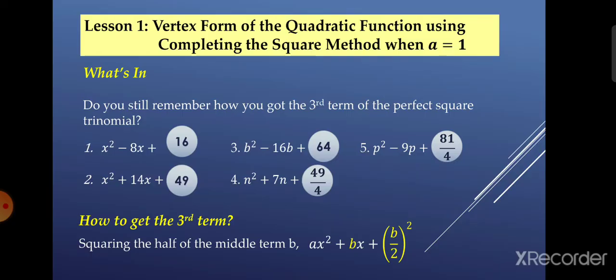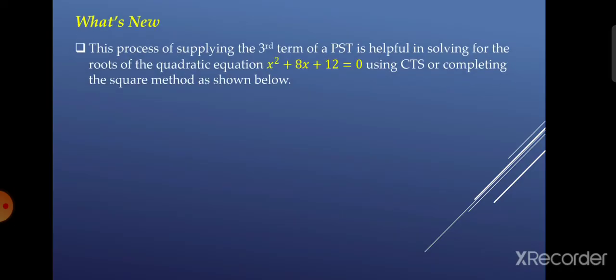So how useful is this process of getting the third term of the perfect square trinomial? If we try to recall module number 1, this process of supplying the third term of the perfect square trinomial is very useful in solving for the roots of the quadratic equation. Example, x squared plus 8x plus 12 is equal to 0 using completing the square method, as the example will be shown here.